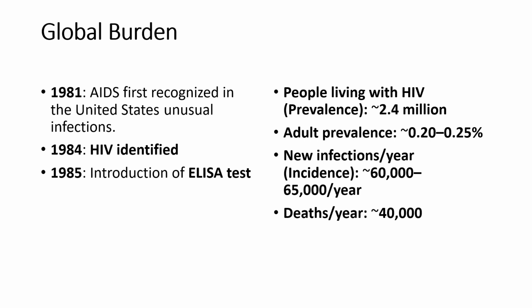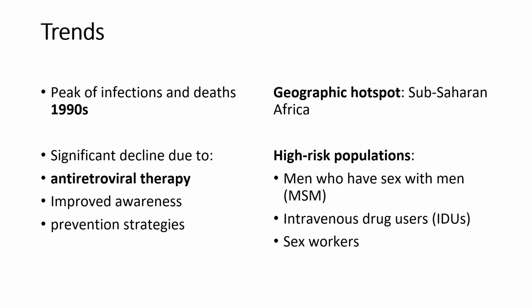The prevalence of people living with HIV is 2.4 million. Adult prevalence is 0.2 to 0.25% of the population. Each year there are 60 to 65,000 infections, contributing to 40,000 deaths in a year. The peak infections and deaths happened in the 1990s. After that, there is a significant decline due to antiretroviral therapy, improved awareness, and preventive strategies.